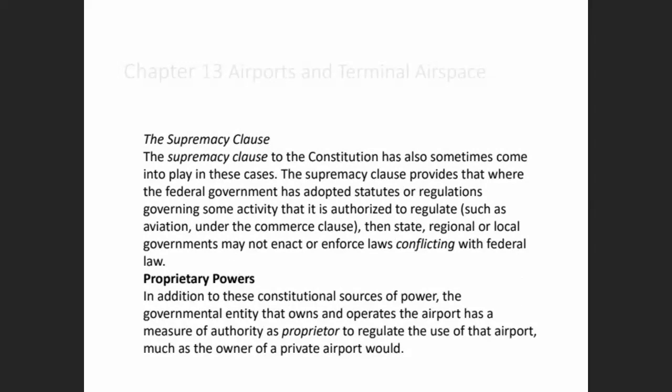The supremacy clause of the Constitution also comes into play in these cases. The supremacy clause provides that where the federal government has adopted a statute or regulation governing some activity that it is authorized to regulate under the commerce clause, then state, regional, and local governments may not enact or enforce laws conflicting with federal laws. Proprietary powers: in addition to these constitutional sources of power, the governmental entity that owns and operates the airport has a measure of authority as proprietor to regulate the use of that airport, as much as the owner of a private airport would.